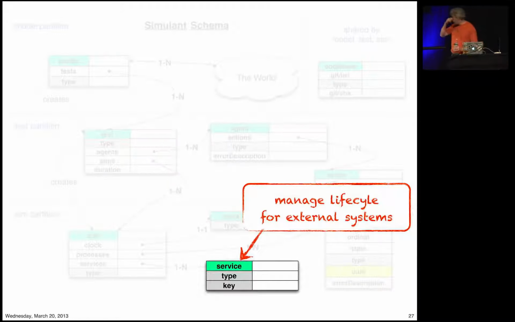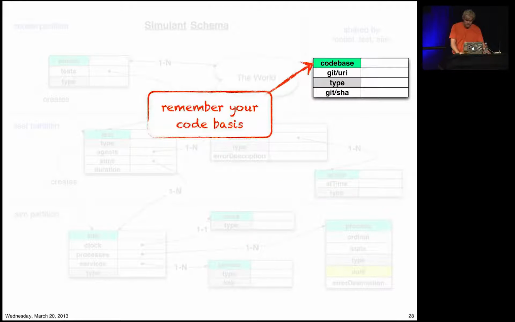There's also a model for managing the life cycle of various external systems. This is a very lightweight hook that provides just enough information for resource allocation and destruction in processes. And there is a model for the code basis of whatever you're doing.